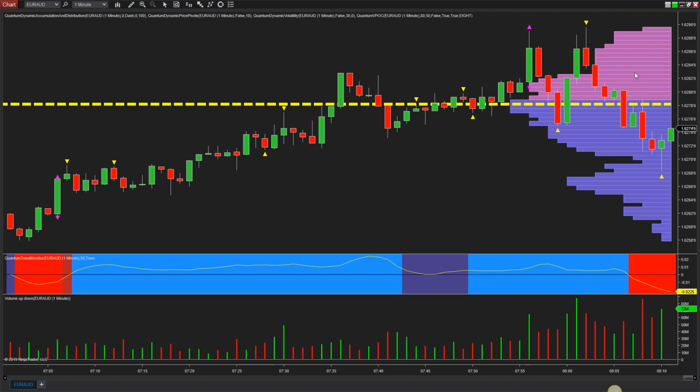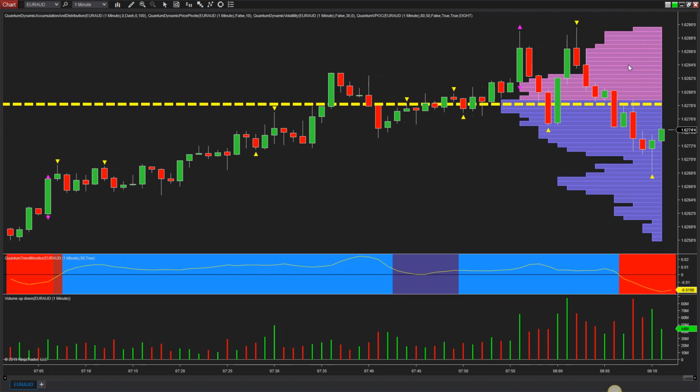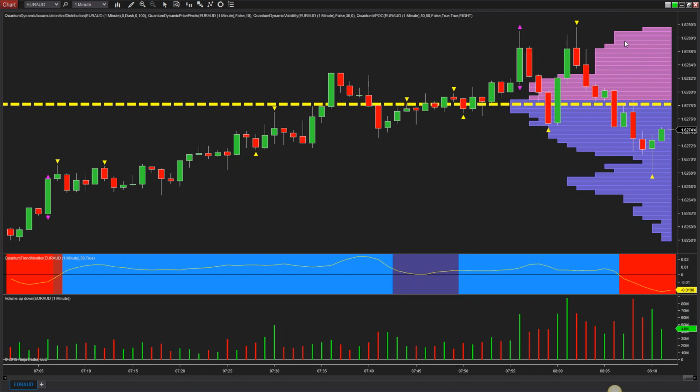So if the market moves to the upside, getting through here is going to be a bit of a struggle because we've got higher volume, and then gradually as it recedes, the market is going to find that a little bit easier.